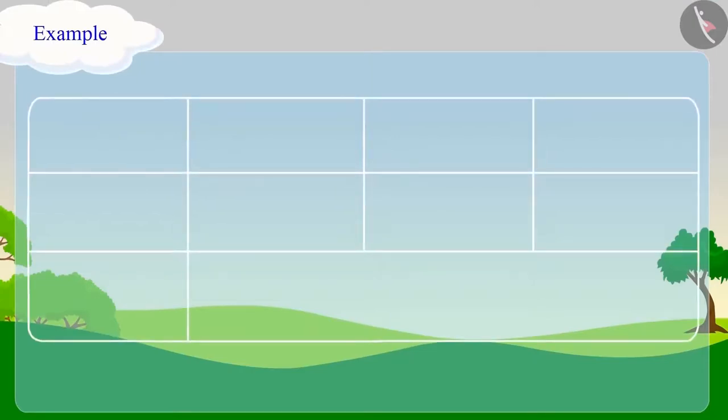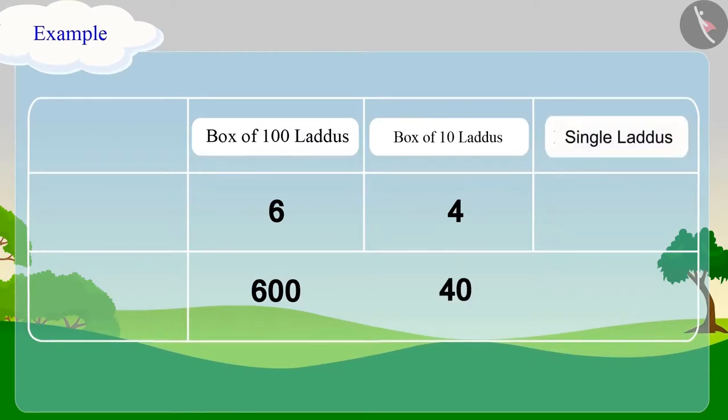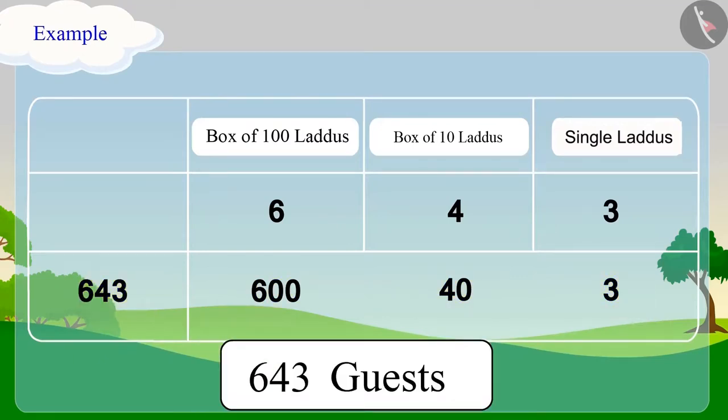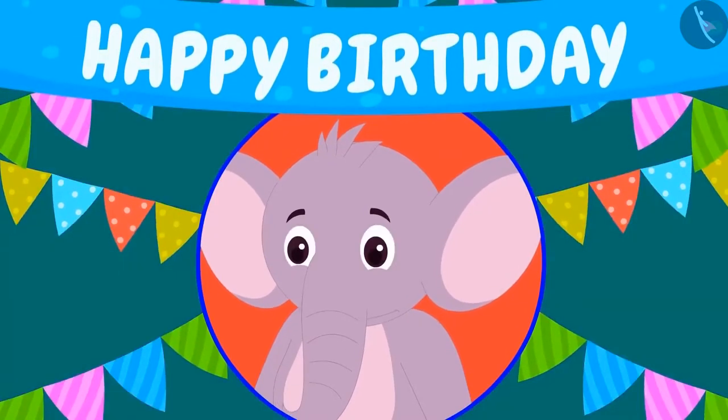Let's do this together. There are 600 laddus in the 100 laddus box. There are 40 laddus in the 10 laddus box. And there are 3 single laddus. Now, we will write the expanded numbers and we get 643. Oh wow! 643 guests are coming to Appu's party.